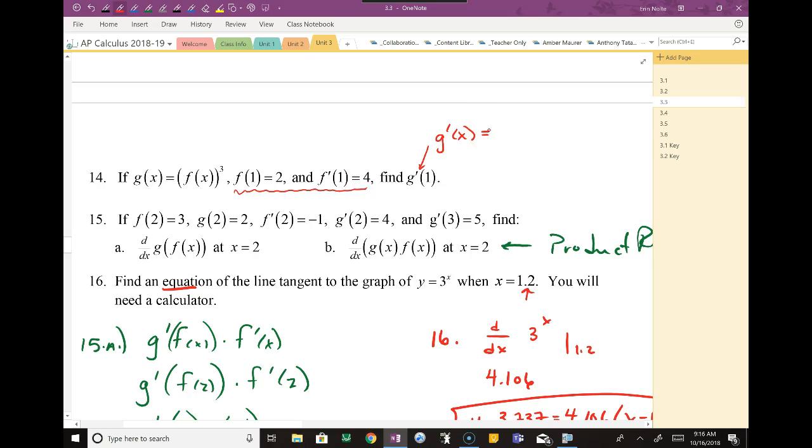If I'm looking at the quantity f of x cubed and we derive it, what would the derivative of that be using the chain rule? 3. My inside stays the same. What's my new exponent going to be? 2. And then times the derivative of the inside. The derivative of the inside is the derivative of f of x. Does that make sense? Yes.